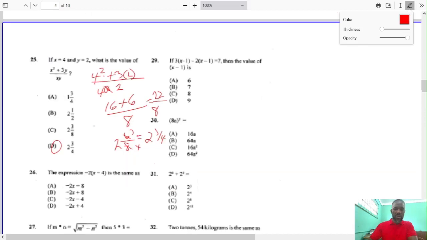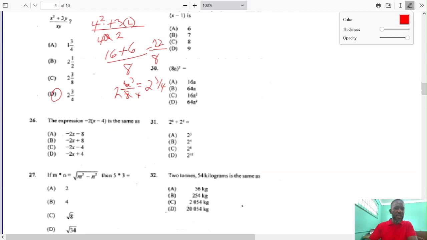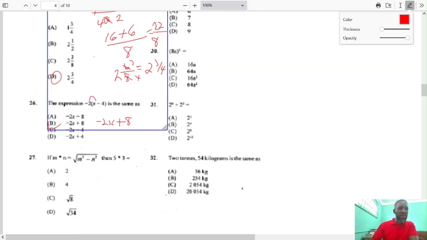Going on to 26, is the expression negative 2x open bracket x minus 4 is the same as... So using the distributive law, we're going to take negative 2 times x will give you negative 2x, and then a negative 2 times a negative 4 will give us positive 8. So our answer here is B. Okay. All right, so just please remember now, a negative sign outside of the bracket changes the sign inside to the opposite sign.